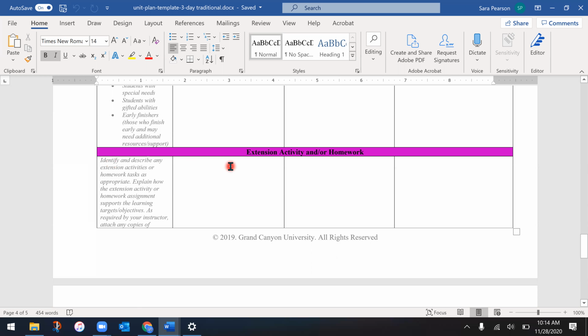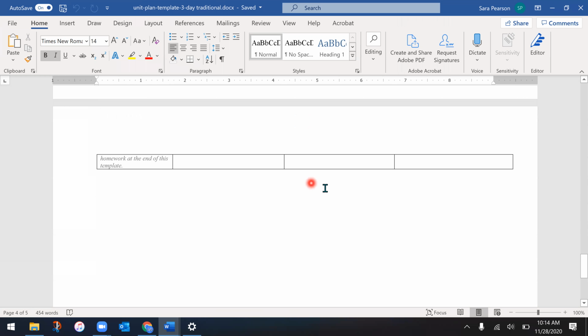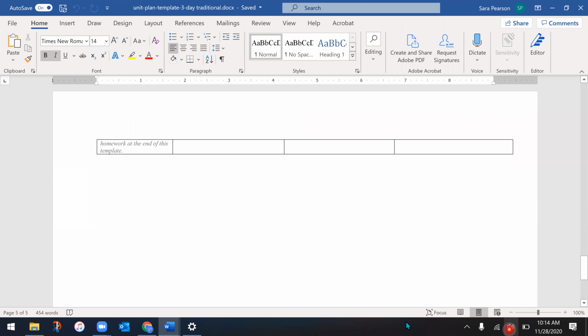They're going to go home and they're going to practice several multiplication problems by looking in their cupboards and finding equal groups, like sodas or candies or something like that, where they can make equal groups. And that's it for the traditional template.